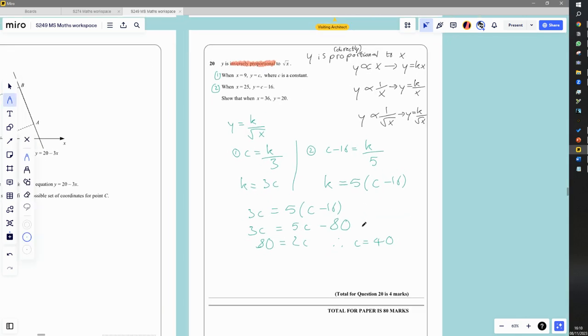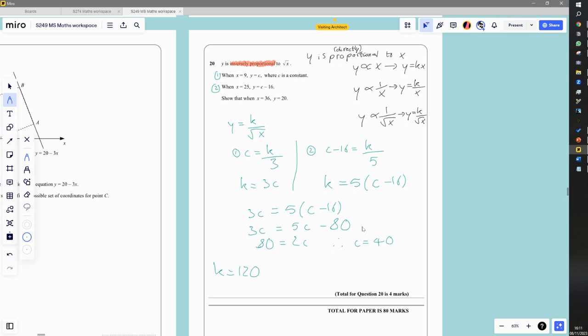So we've now got c is equal to 40, and I know I worked out earlier on that k is equal to 3 times c. So k is equal to 3 times 40. At this stage, you might be tempted in your exam just to write 120, like I wrote 3 instead of writing root 9 here and 5 instead of root 25.